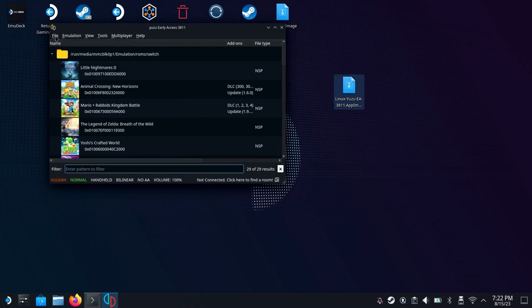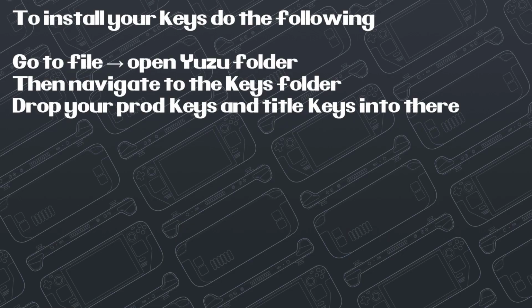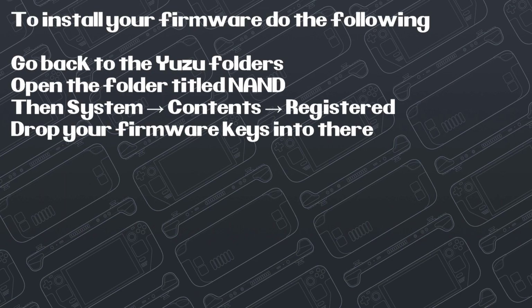Now that you've launched into the Yuzu Early Access version completely for free, now we can head to File, Open Yuzu Folder, then navigate to your keys already downloaded, and drop the prod keys and title keys into there, then go back into the NAND folder, System, Contents, Registered, and drop your firmware keys into there.